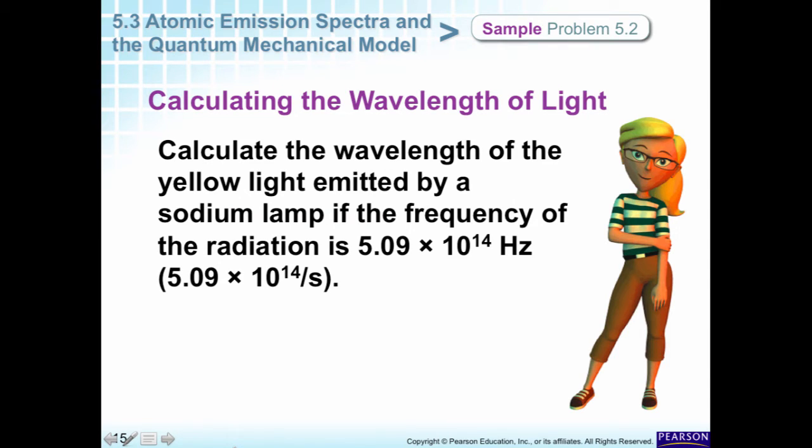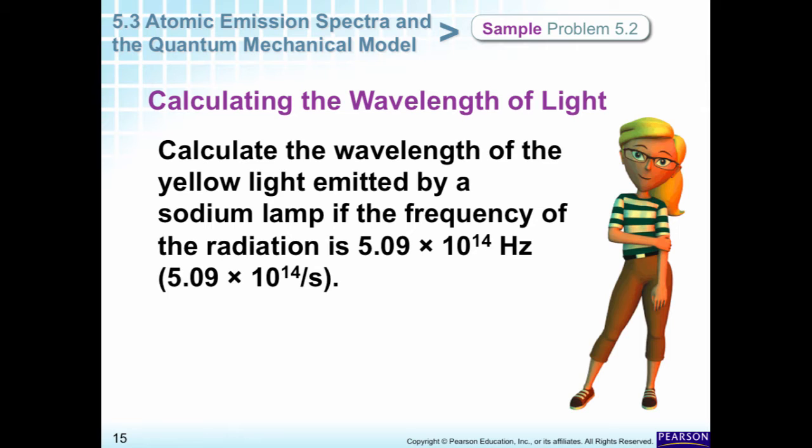All right, so now I'm going to walk you through how to calculate wavelength or even frequency if you know information and know your equation that we looked at earlier in the slides. So we have a yellow light. It has a frequency of 5.09 times 10 to the 14 hertz.